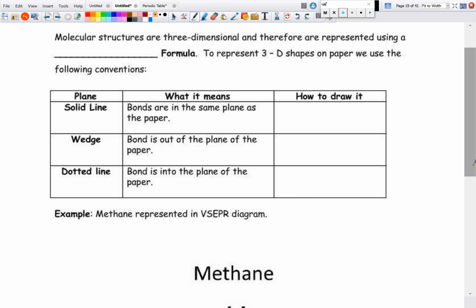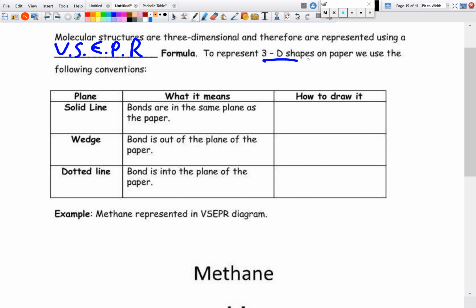Now, molecular structures are three-dimensional and therefore need to be represented using our V.S.E.P.R formula, the valence shell electron pair repulsion formula. To represent 3D shapes on paper, we need to use the following conventions.